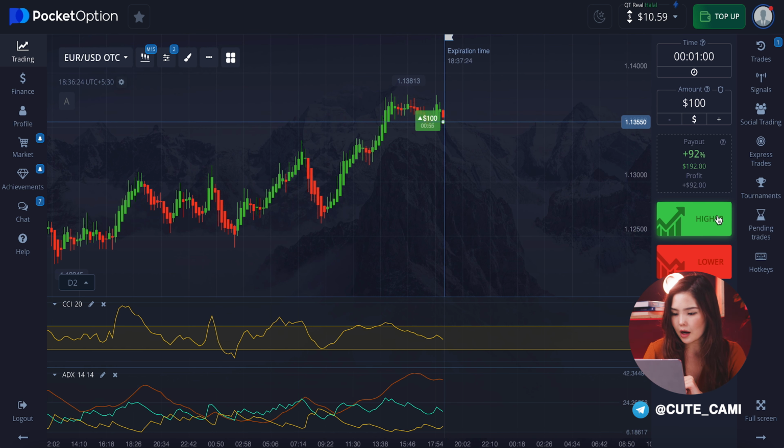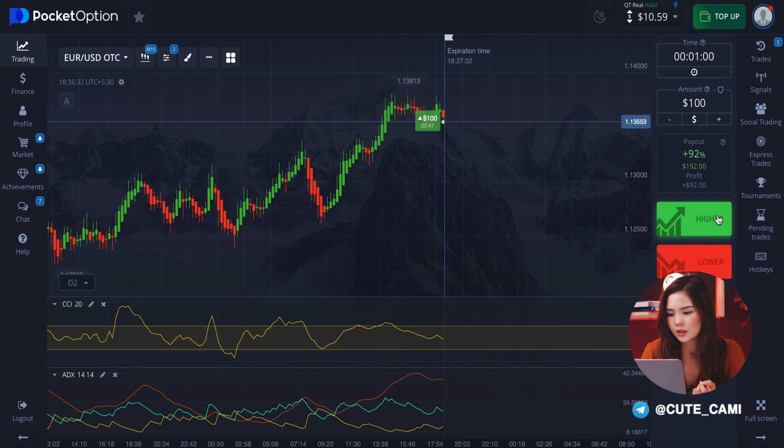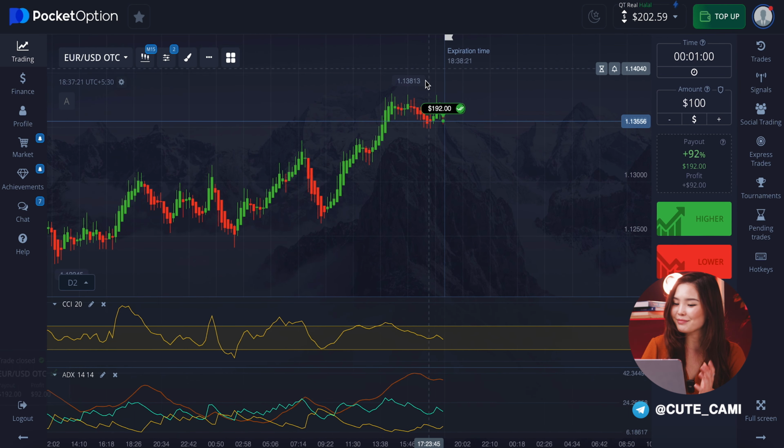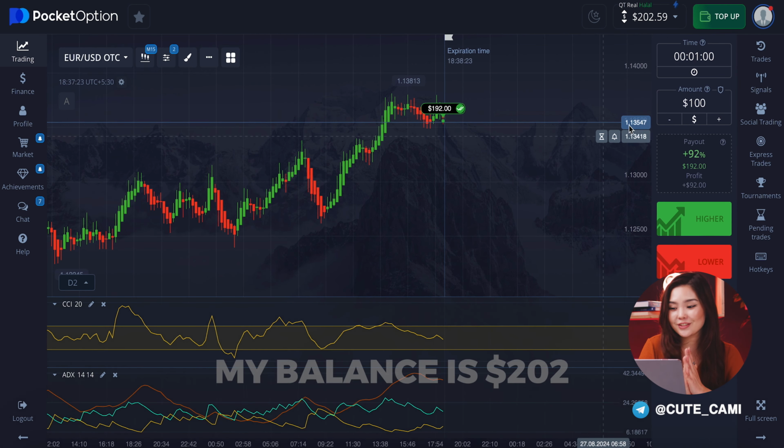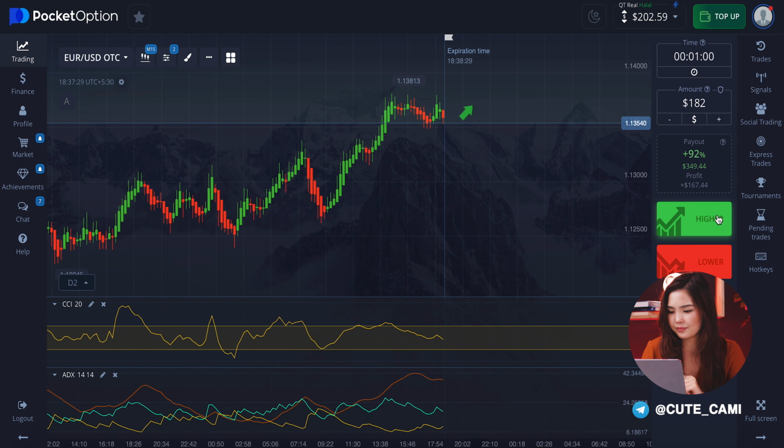As a confident uptrend is visible on the chart, the indicator lines begin their upward movement and we also see a reversal of the chart. These are our signals. Well, the transaction is completed and my balance is $202. So now let's move on to the last deal.